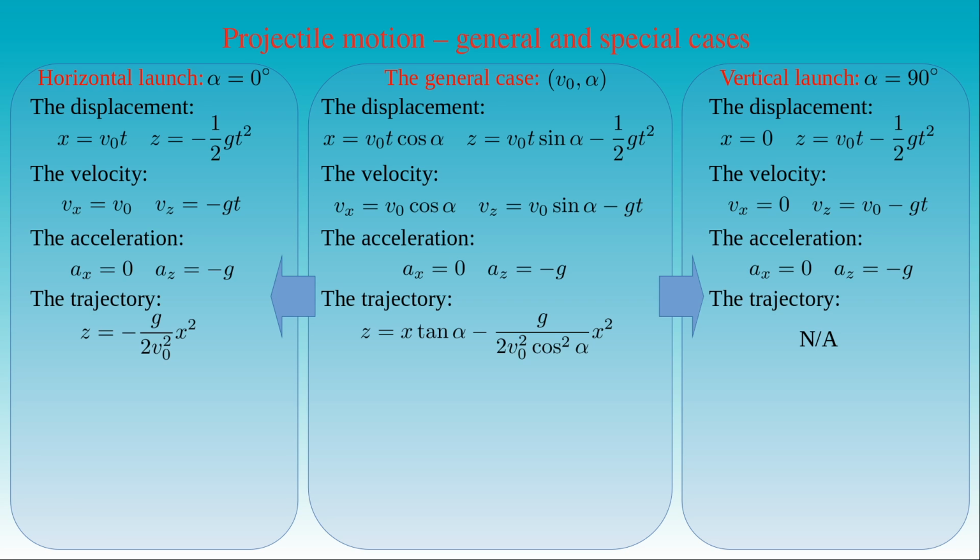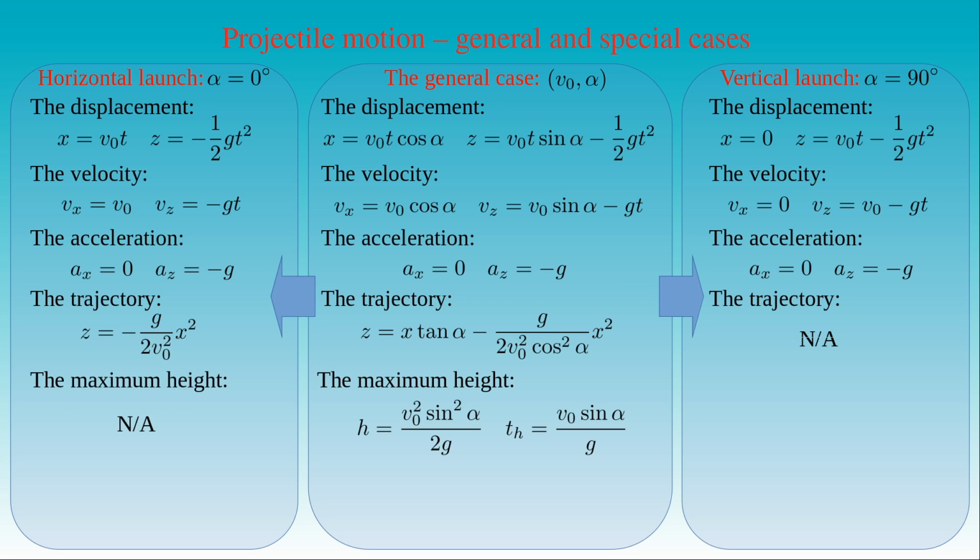We also determine the maximum height h, which can be reached by the projectile in the general case, and it is given by v0 squared times the square of sine alpha divided by 2 times g. The duration th for this height is equal to v0 times sine alpha over g. This is not applicable for the horizontal projection, since the maximum height of the falling projectile is at the point x equal to 0, which is the point of the launch. In the case of the vertically launched projectile, the maximal height h is given by v0 squared over 2 times g, and the duration th is equal to v0 divided by g.